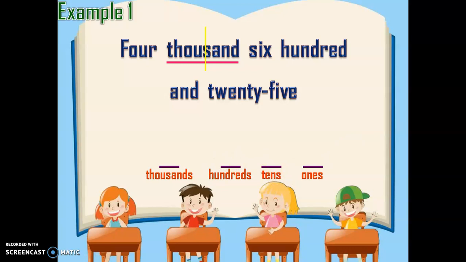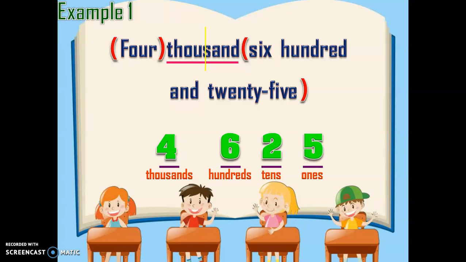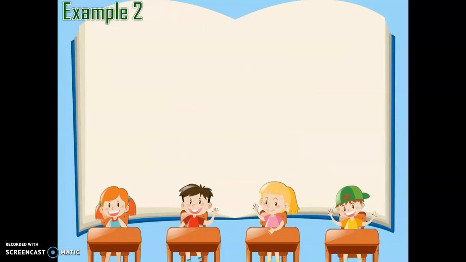Students, what is the number before thousand? 4. So we must write 4 in the thousands place value. And after the thousand we have 625. So how to write 625, students? 625. Correct. Do you understand now, students? Let us look at the second example.